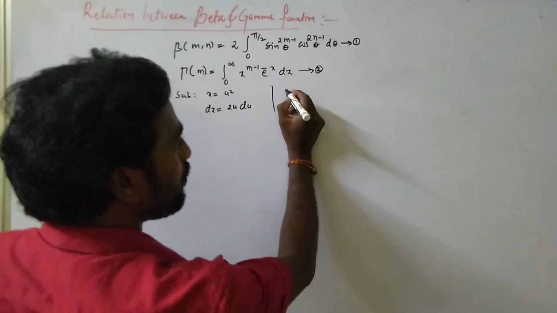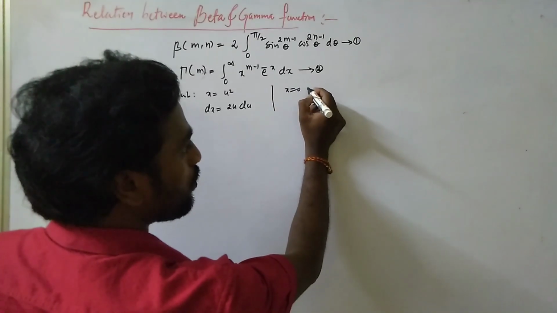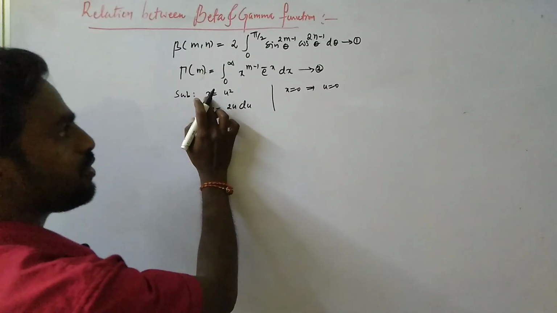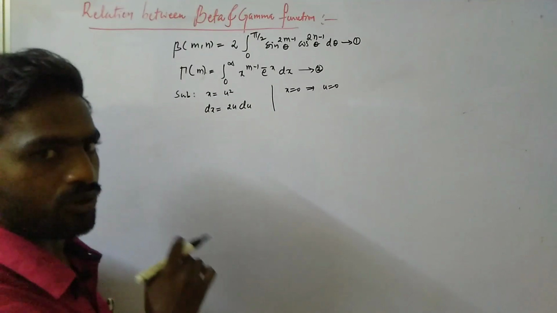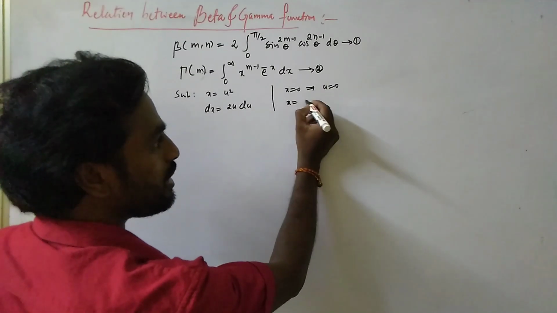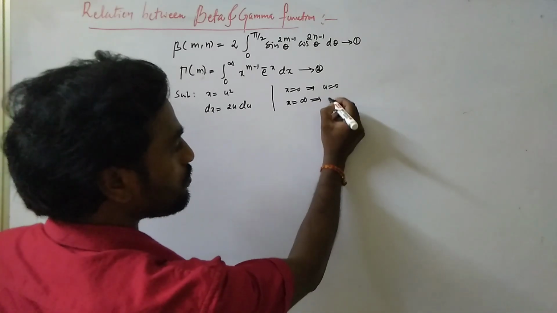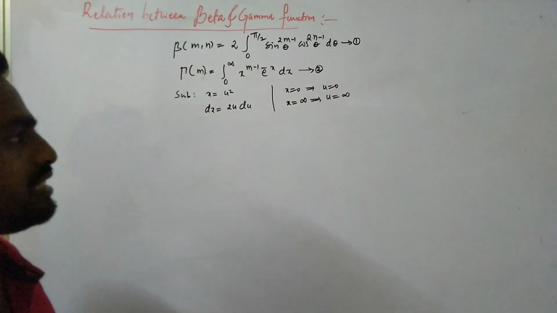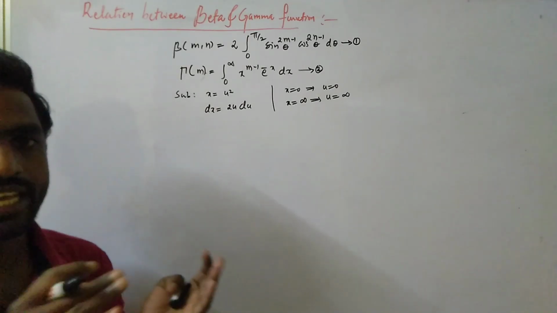Next, the limits will be changed. When x equal to 0, that implies u equal to 0, because u square equal to 0 means u is again 0. Next, x equal to infinity implies u is also infinity. So the limits do not change; the variable changes from x to u.